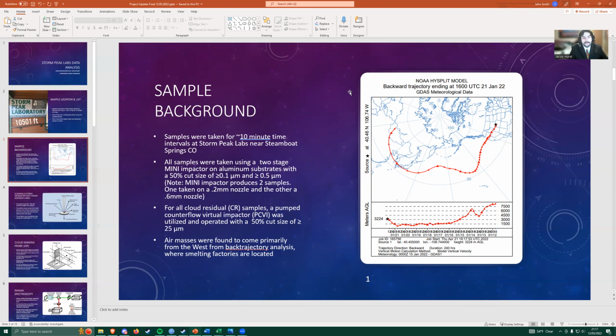nozzle. For our cloud residual samples, a pumped counterflow virtual impactor was utilized, and this operated with a 50% size cut of greater than or equal to 25 micrometers.